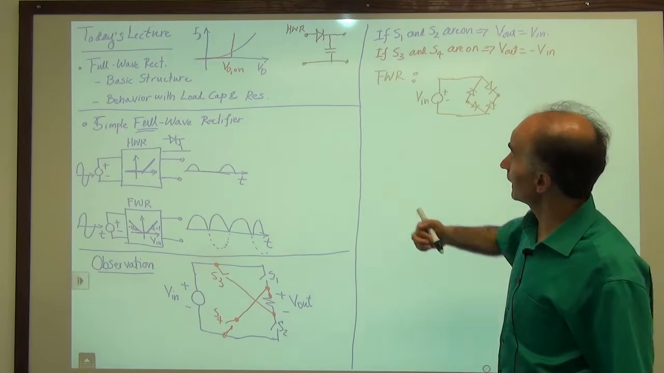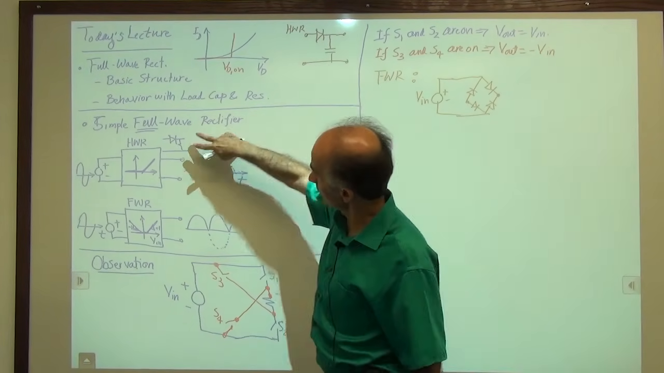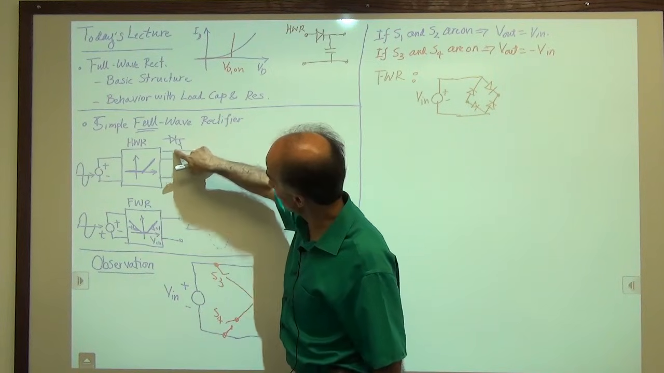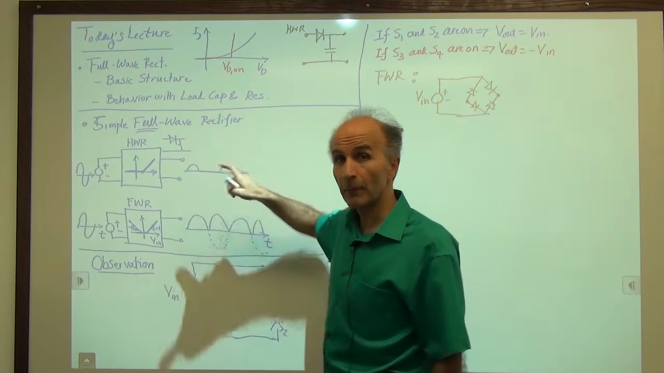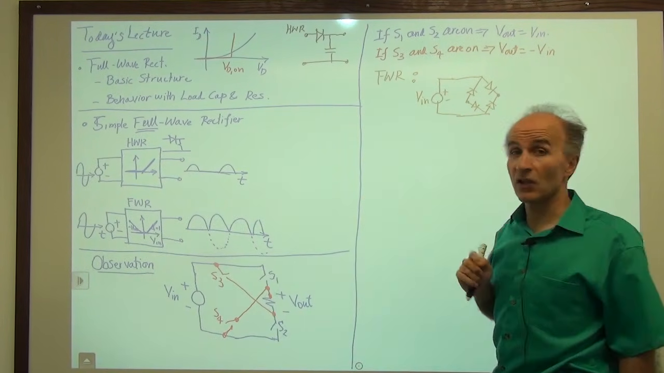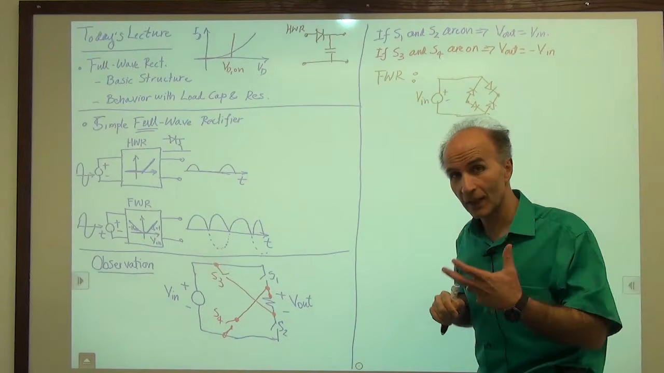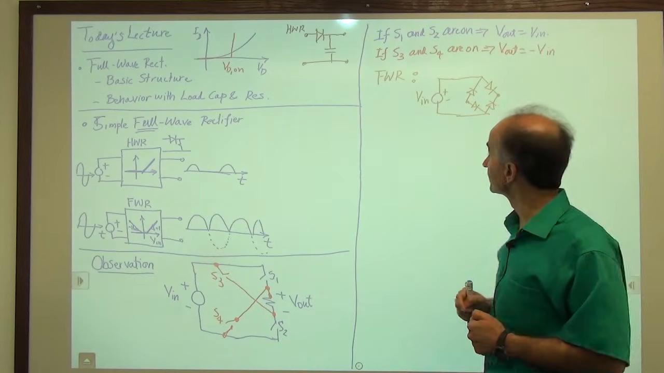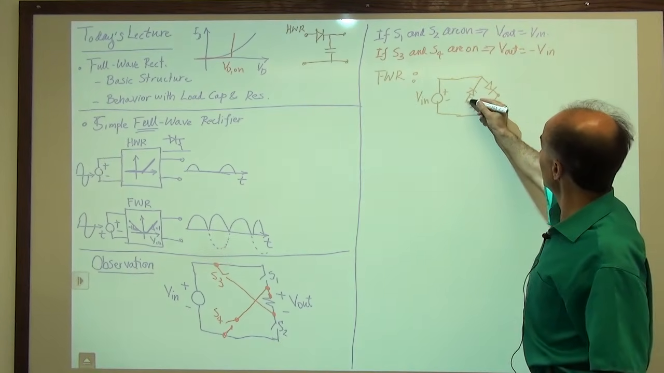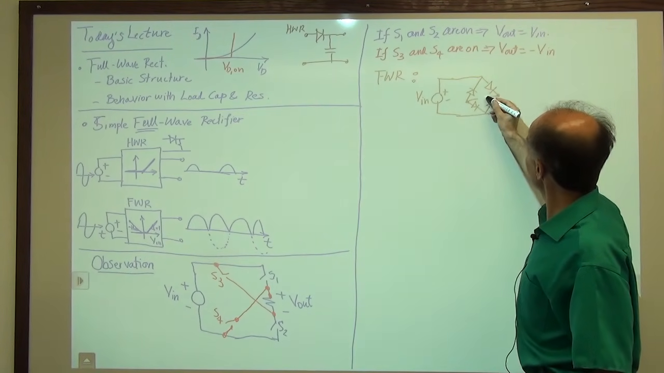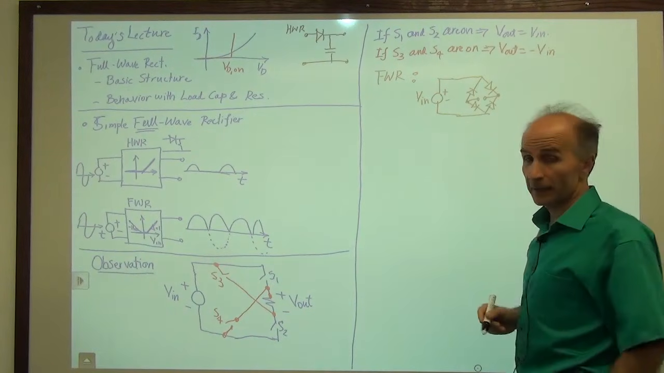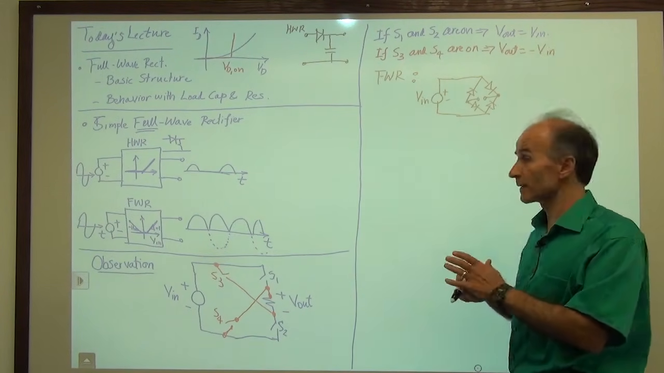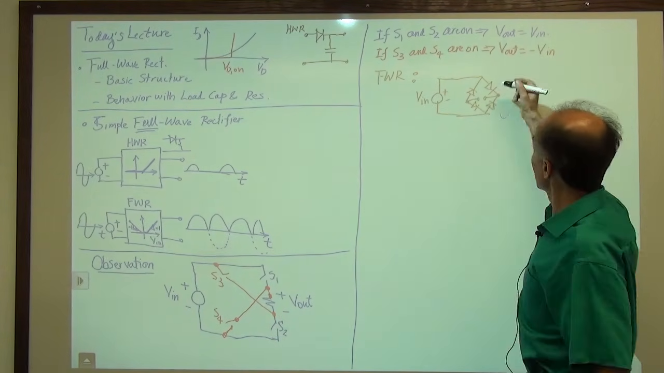That was not the case here, or here, right? Here, there was one terminal shared between the input and output, but for a full wave rectifier, that is not the case. We simply cannot share one of the terminals between the input and the output. Okay, so the output is here. That is the output. It's a little awkward to draw it because it's a little crowded, but that's okay.